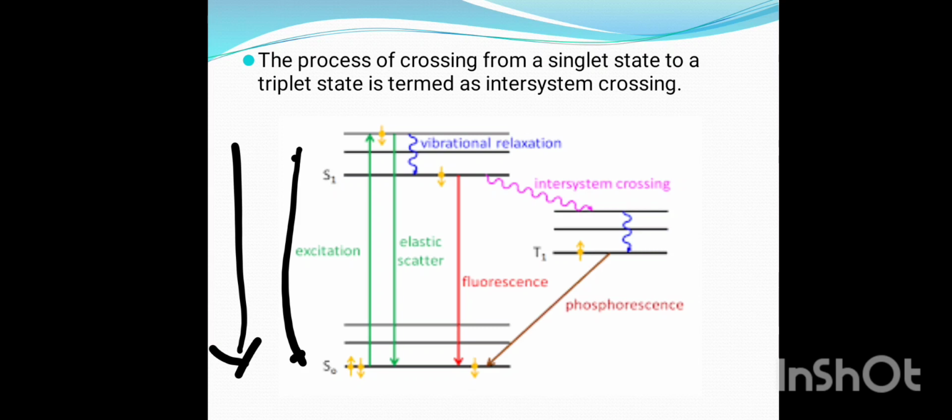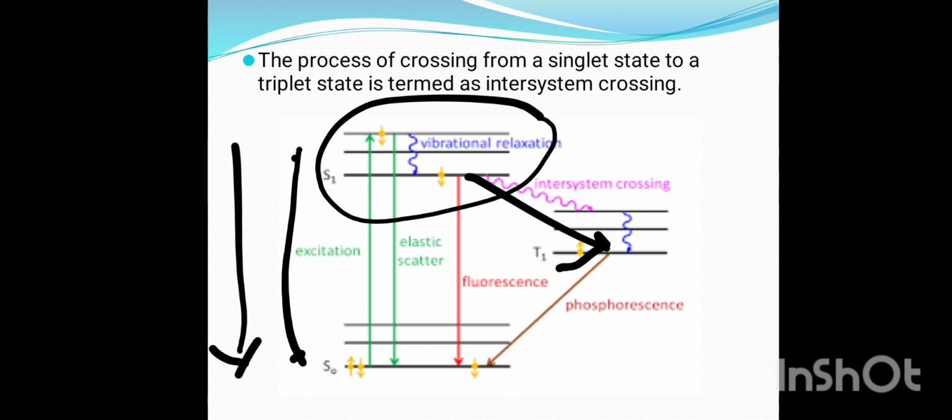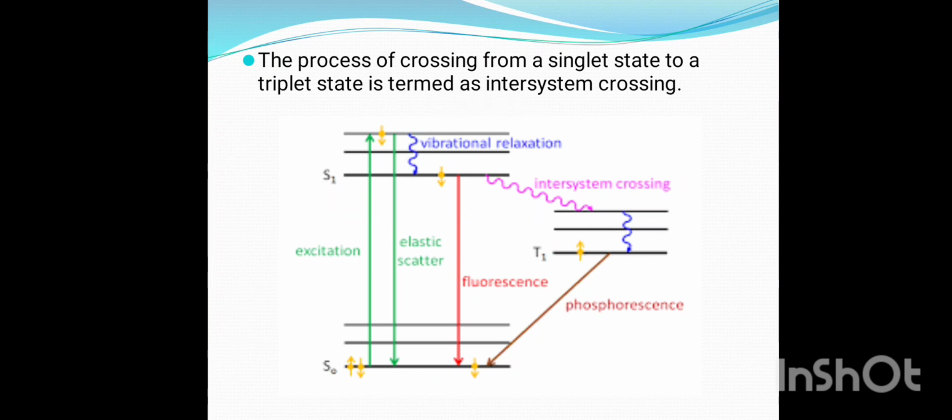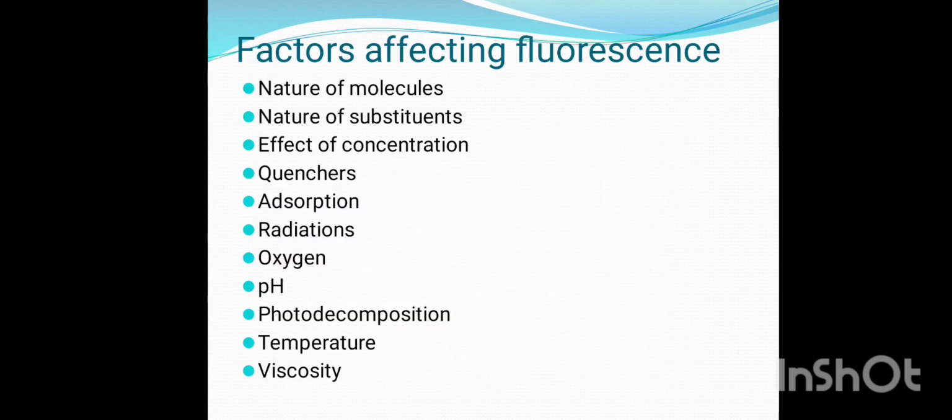And the third situation was that from the excited singlet state, the electron may go to the excited triplet state, and from the triplet state, the electron comes back to the ground state. During this coming back of the electron, there is occurrence of phosphorescence. And whenever the electron travels from the excited singlet state to the excited triplet state, this is called intersystem crossing. Okay, so I hope you understood this diagram. Moving to the next slide.